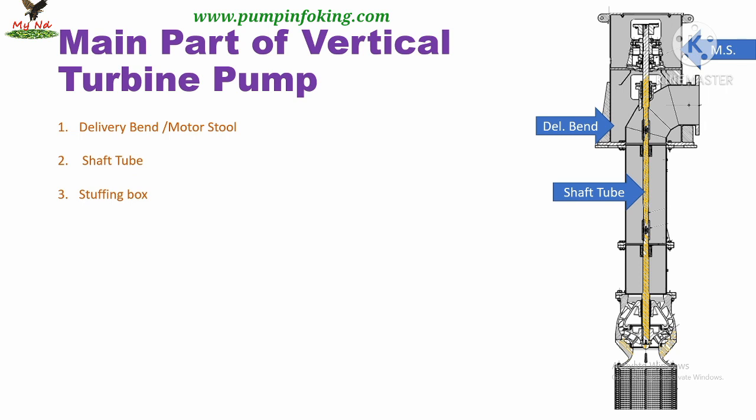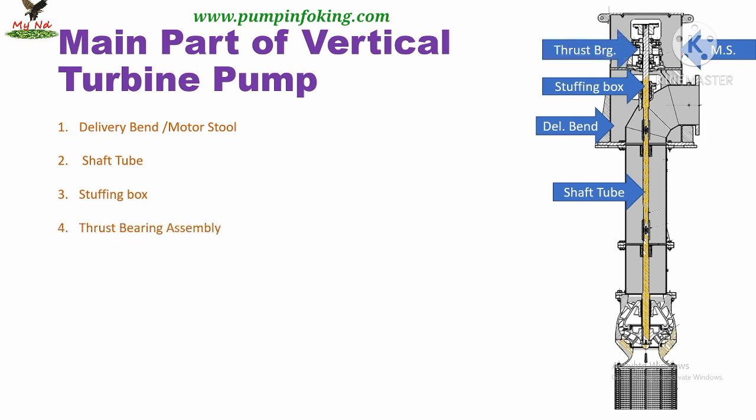The third part is the stuffing box. This is the stuffing box. It is mounted in the delivery bend. The stuffing box assembly is used to prevent leakage from the pump. In the stuffing box assembly, to prevent leakage, a gland assembly or a mechanical seal is used.